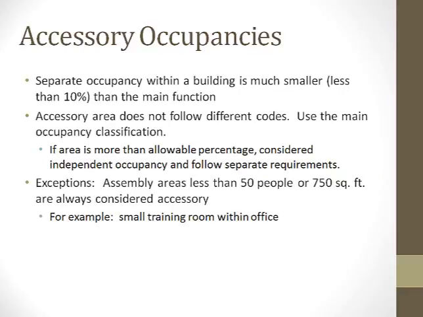An accessory occupancy is within a building. The separate occupancy is much smaller, or less than 10% of the main function. The accessory area does not follow different codes, but uses the main classification. If the area is more than that allowable percentage, it's considered independent occupancy and will follow separate requirements.